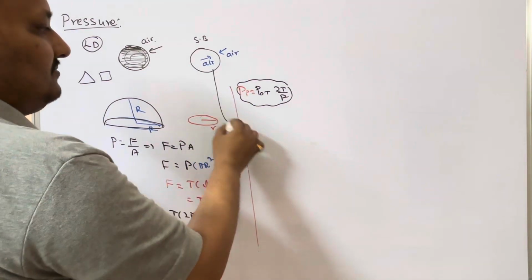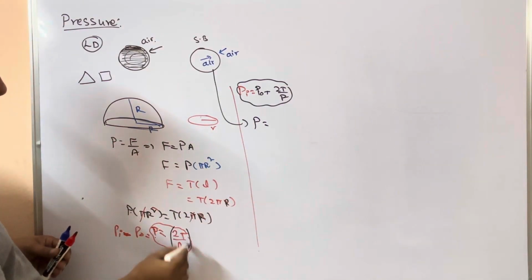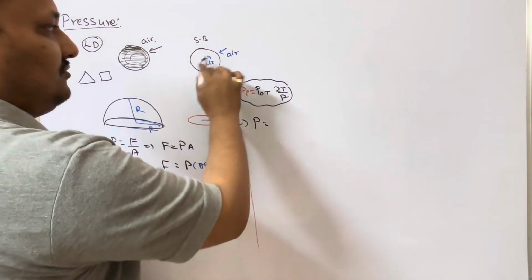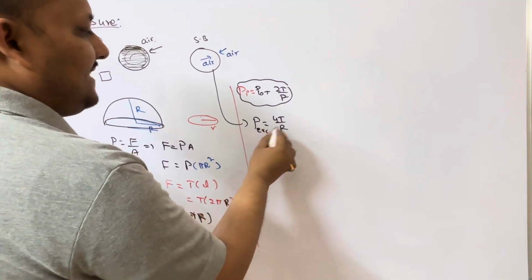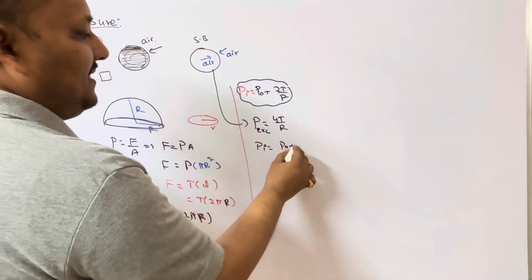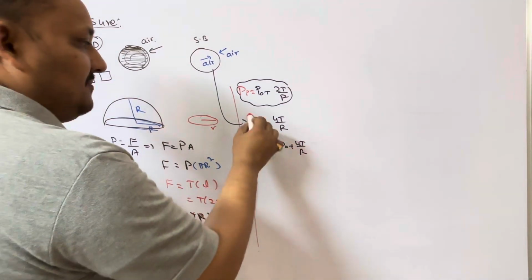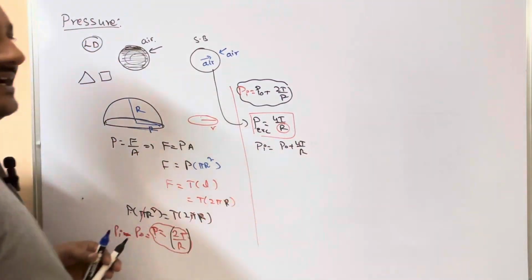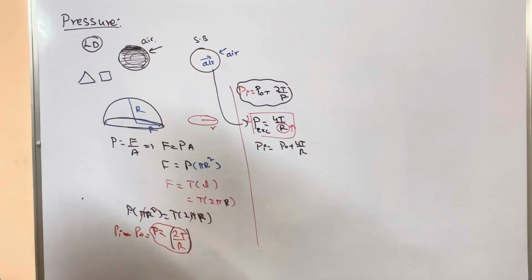For a soap bubble, how much will you get? It is the same, but a liquid drop has one surface, giving 2T by R. A soap bubble has two surfaces in contact, therefore 4T by R. This is the excess pressure. Now, what is the internal pressure? Pi is equal to P naught plus 4T by R. So this pressure is going to be inversely proportional to radius. If the radius is bigger, the pressure is going to be lesser.